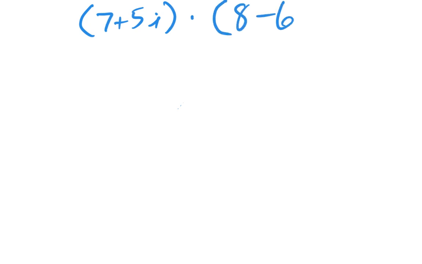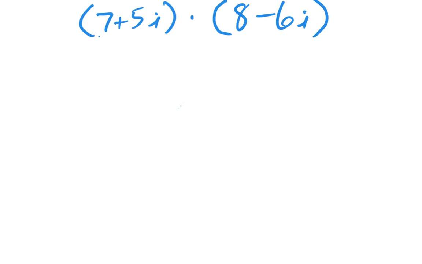So we can do FOIL or box method. I forget which one you like, but either way. 7 plus 5i times 8 minus 6i. Okay, whether you do the box method or the FOIL, we're going to do something different. We're going to multiply this 7 by everything in the second parentheses, and then the 5i multiplying by everything in the second.